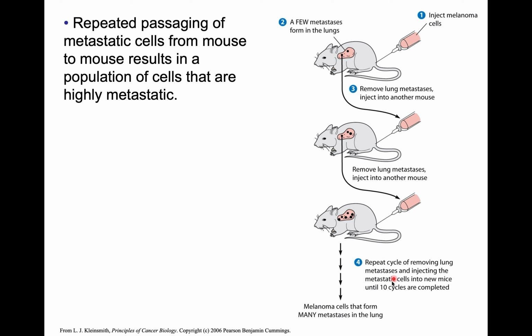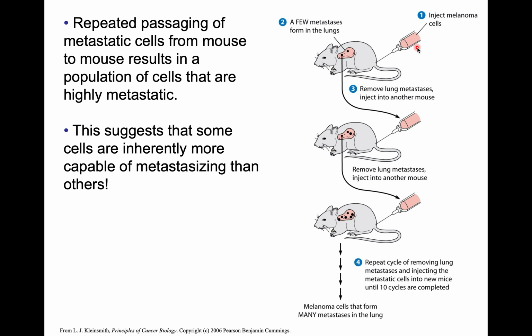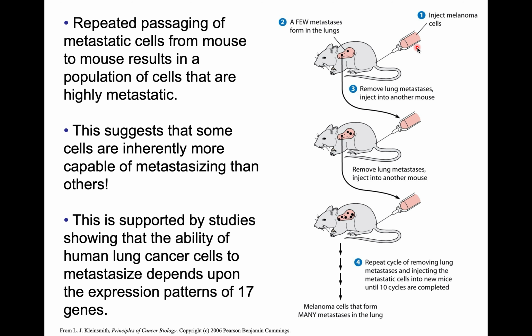And what they would find at the end of those 10 cycles is the injected mice were forming many, many more metastases in their lungs, suggesting that that population of cancer cells was much more efficient at metastasizing than the original melanoma cells that we started with. So we can definitely see tumors, cancer cells changing over time and becoming better and better at metastasizing. So again, another reason you would want to try to identify and remove tumors as early as possible.